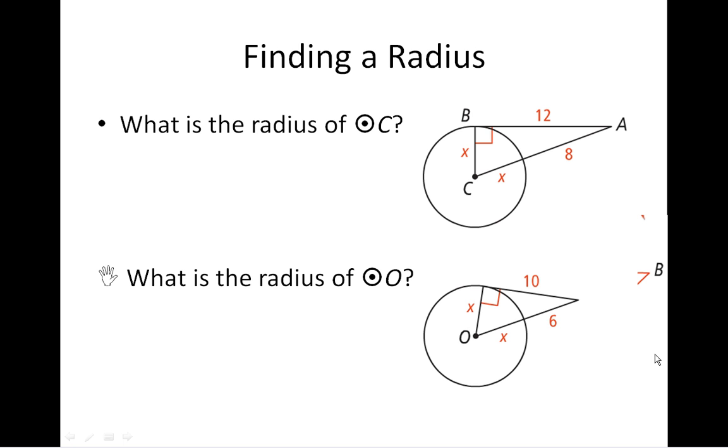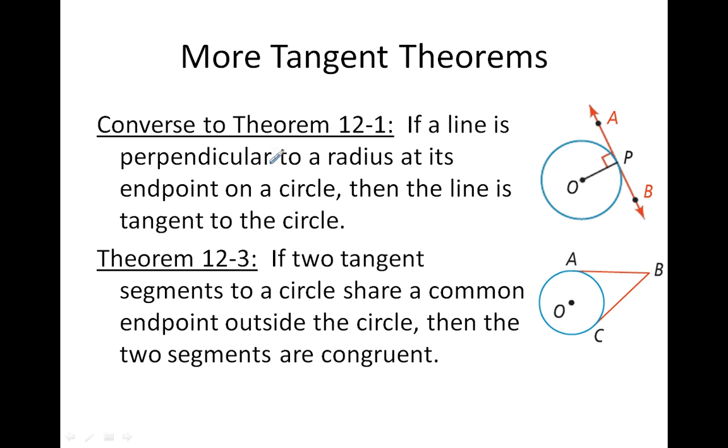Now, I told you we were going to have some more theorems, so here's some more theorems. The converse to the first theorem states that if a line is perpendicular to a radius at its endpoint on the circle, so line AB here is perpendicular to radius OP, then the line is tangent to the circle, so that tells me that AB is tangent. So that's a way to test if I have a tangent line.